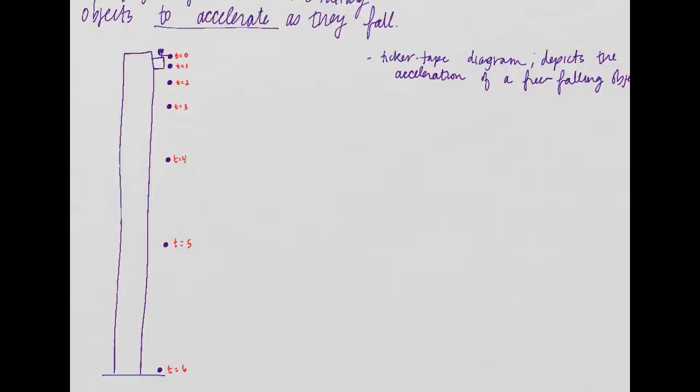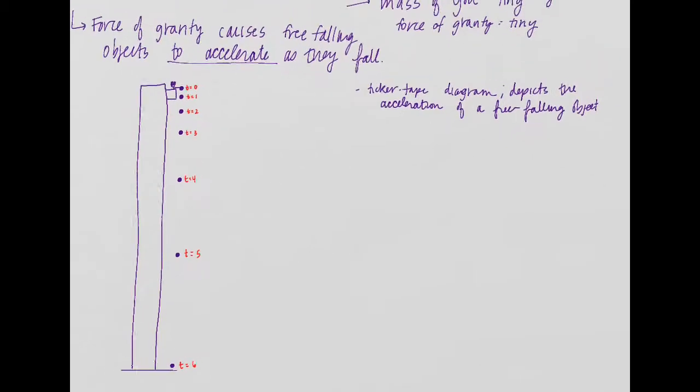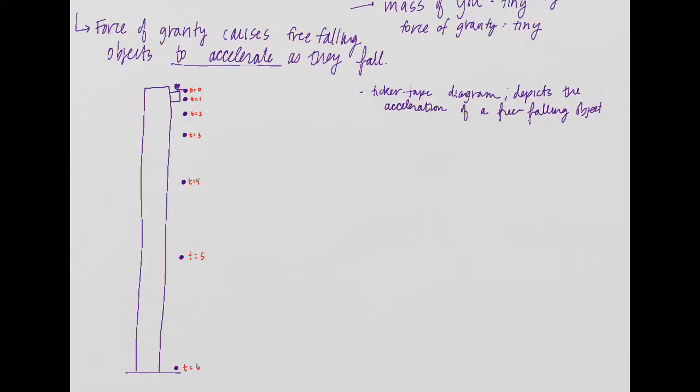It has constant acceleration. So the constant acceleration due to gravity is going to be 9.8 meters per second squared. Every object that free falls is going to accelerate at 9.8 meters per second squared. Right?